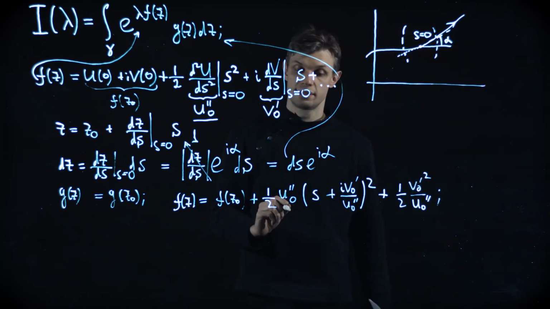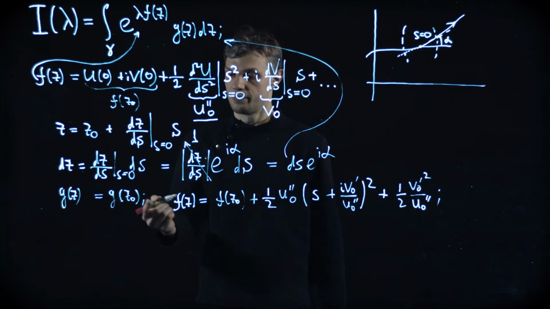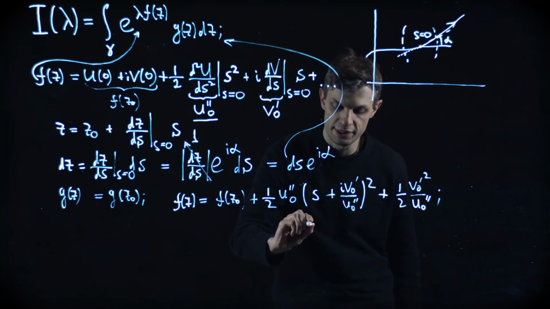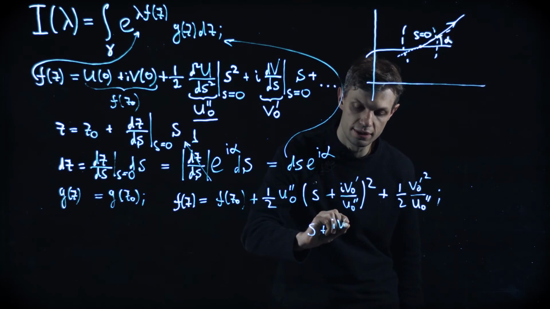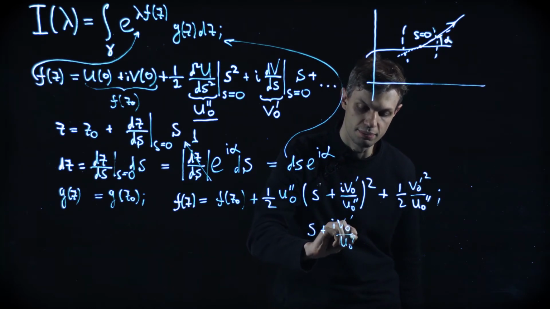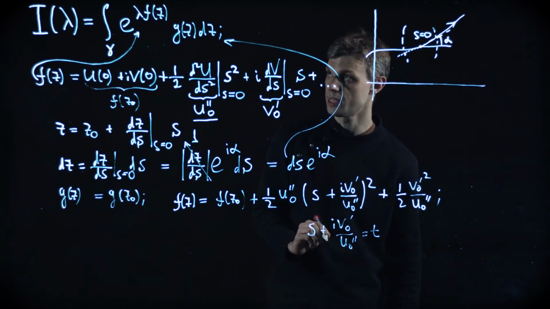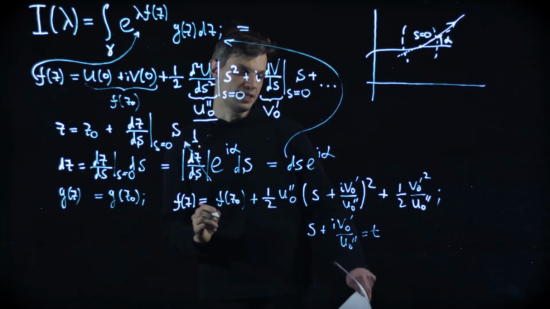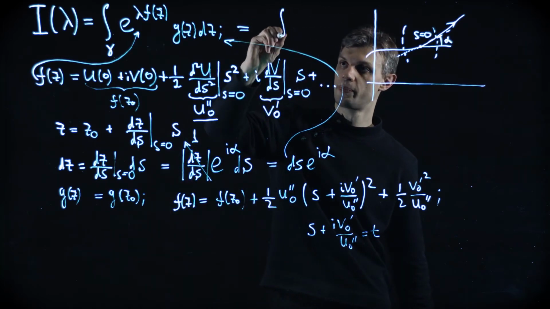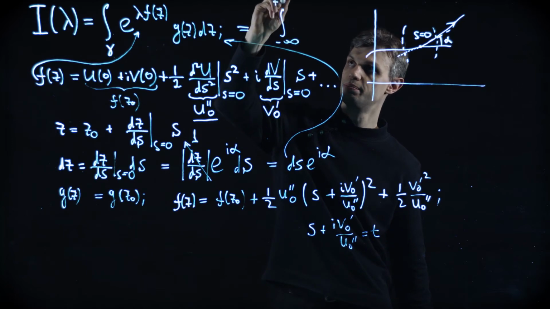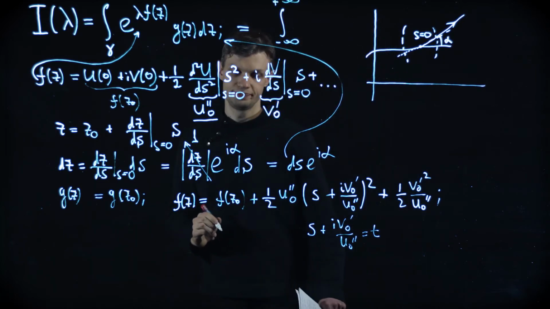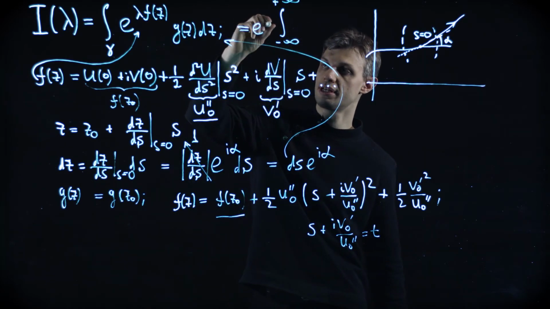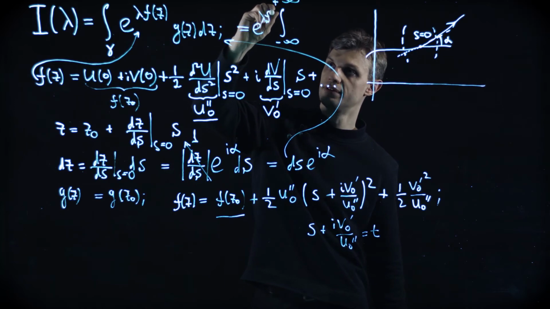Okay, and now it seems the integration is straightforward. So this is the full square. We introduce another change of variables, s plus i v prime naught over u prime prime naught is equal to t. And we end up with the Gaussian integral. So t changes from minus infinity to plus infinity. So this is going to be constant. So we factor out this exponential e to lambda f of z naught.